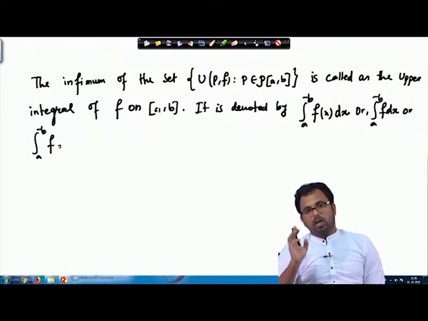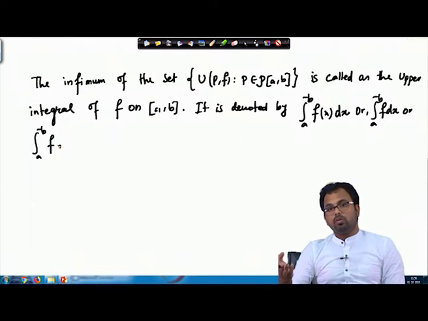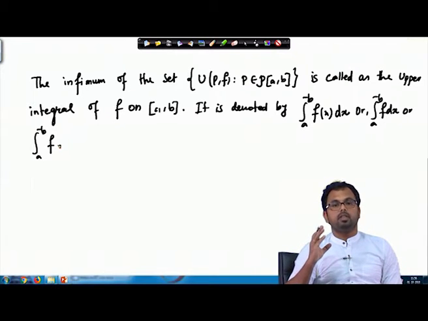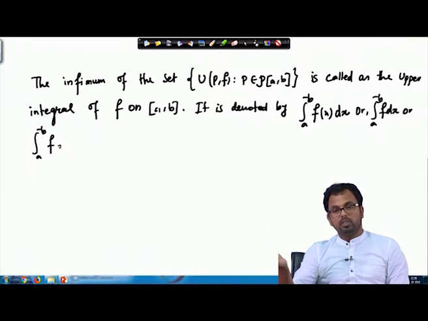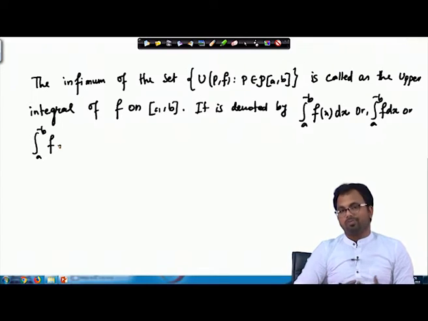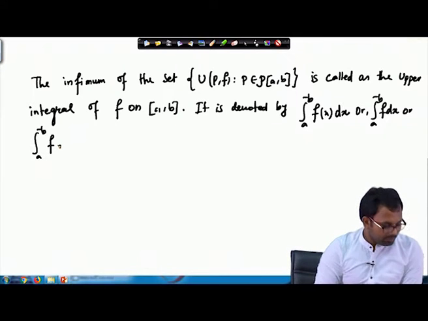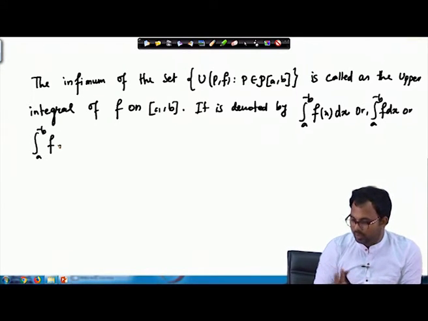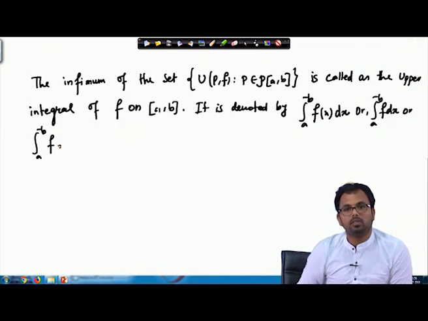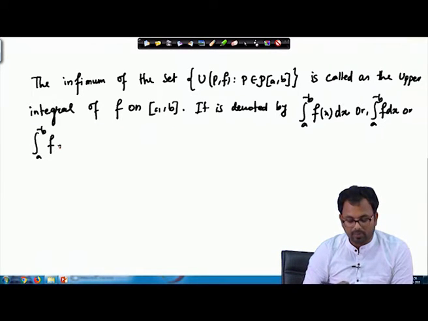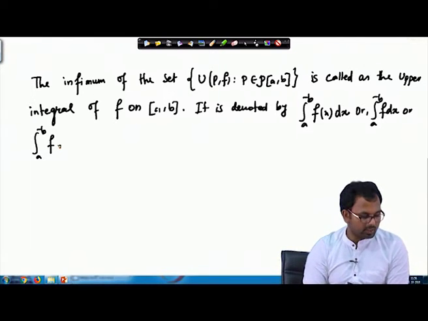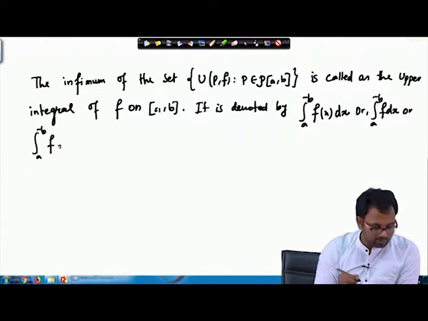So, based on the upper sum and lower sum, we are able to define the upper integral and the lower integral. They are also sometimes called the upper Riemann integral and lower Riemann integral. Now that the definitions of the upper integral and lower integral are given, and we have also given the notations, we can define the Riemann integrable function.